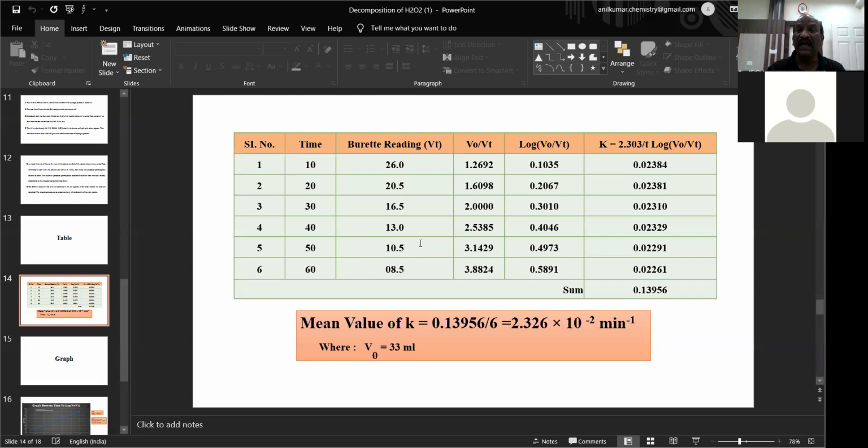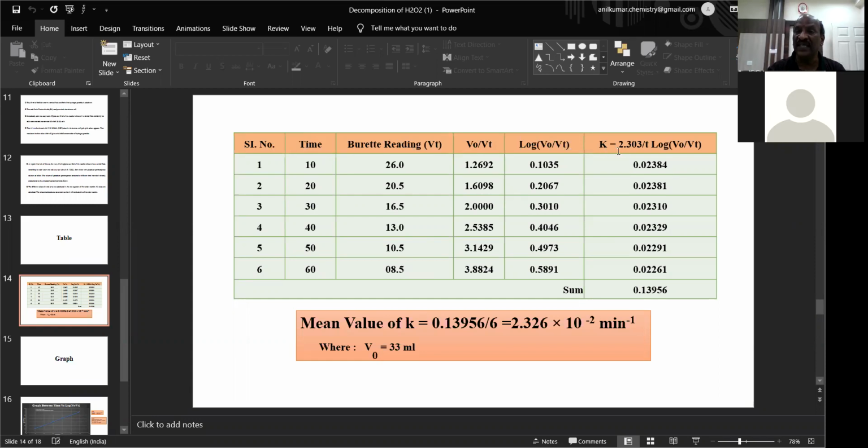This is nothing but the VT value. How to do the calculation and how we calculate the rate constant is very, very important. So we give the time and reading values, and you have to do the remaining part here. You see the serial number, time, burette reading Vt, V0 by Vt, and log V0 by Vt.